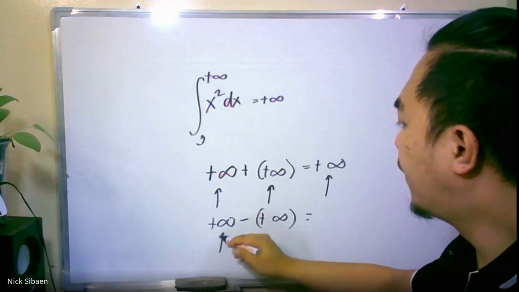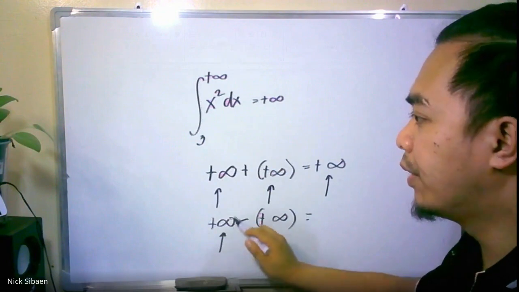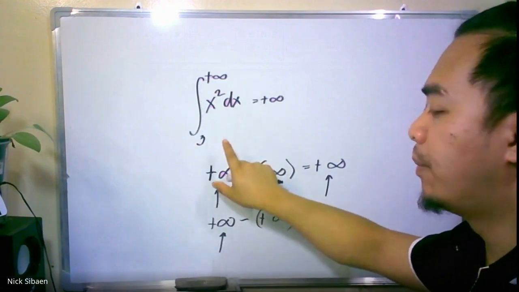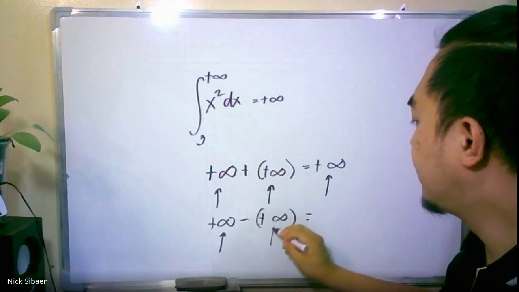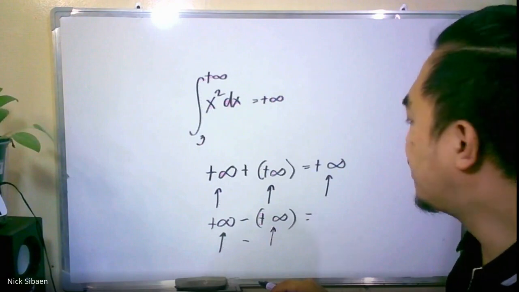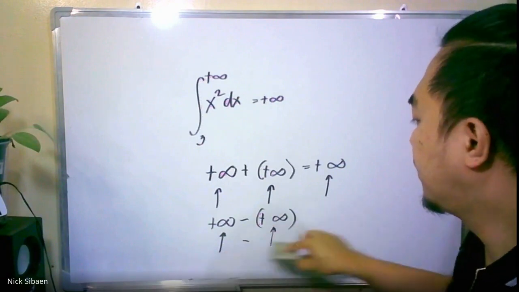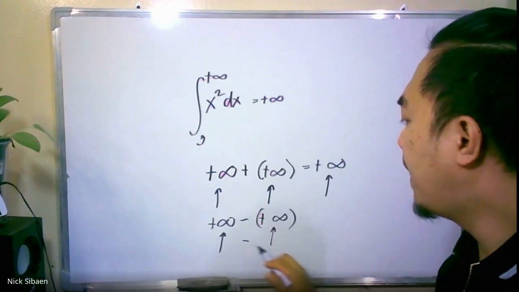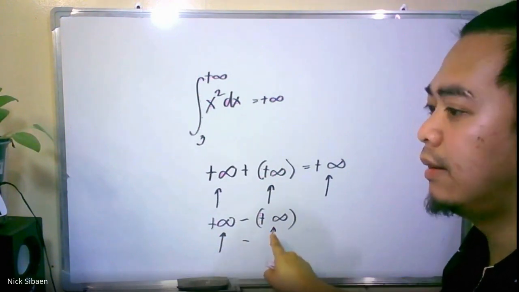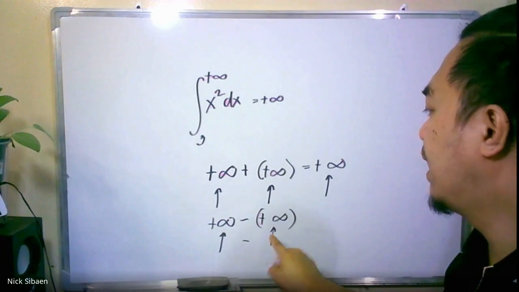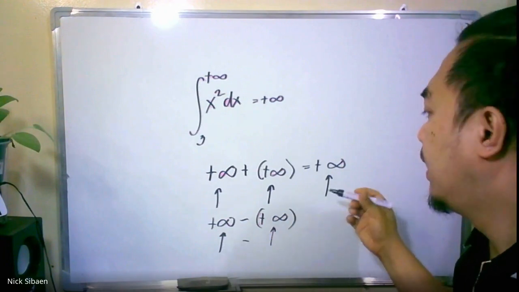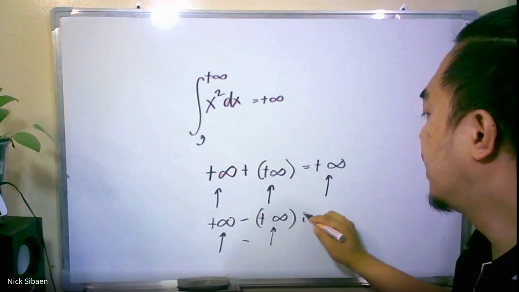So you have in the first entity, it is increasing without bound. Ganon din dito, it is increasing without bound. What happens if you subtract them? It's indeterminate, because depende kung ano yung sagot, kung mas malaki ito kaysa dito. So maaaring ang sagot dito ay negative infinity or positive infinity. Hindi natin alam. That's why we say it's indeterminate.